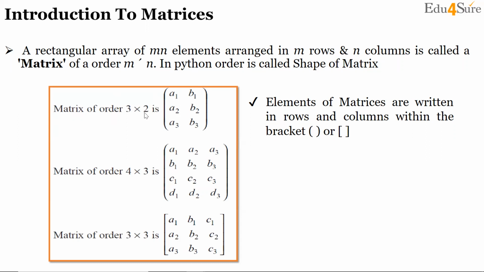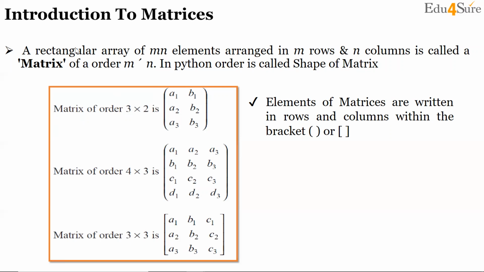For example, here you can see a matrix of order 3 cross 2. 3 here stands for rows and 2 here stands for columns. As you can see here, 3 rows are there and 2 columns are there. And here A1, B1, A2, B2, A3, B3 are what? They are the elements of this matrix. So here, when you multiply 3 into 2, how much do we get? 6, right? So here, you will also get six elements.